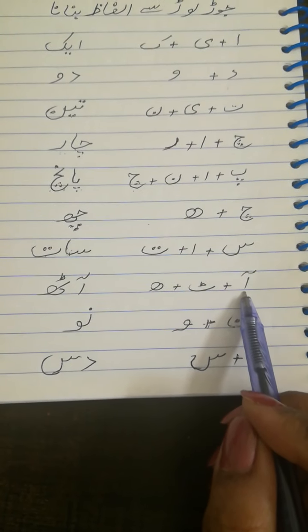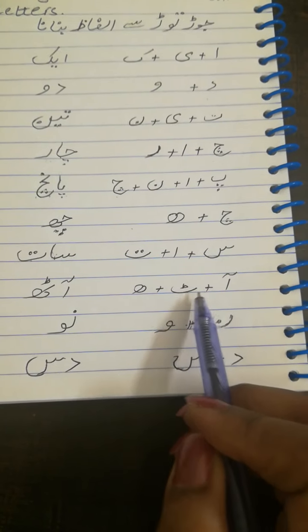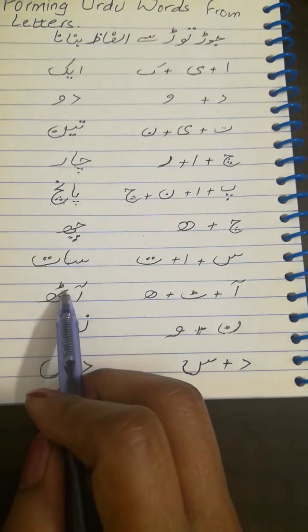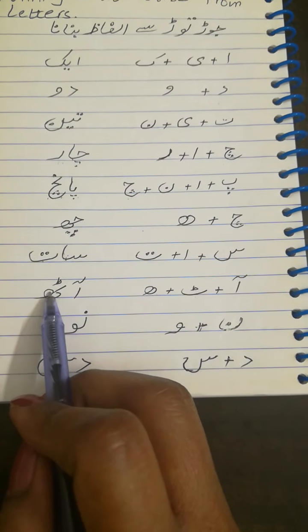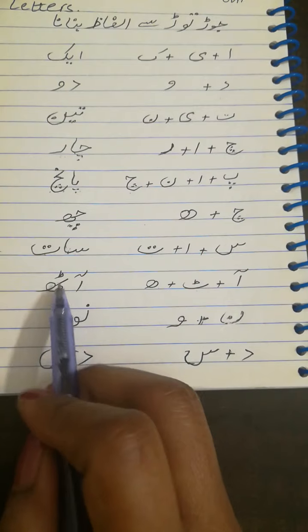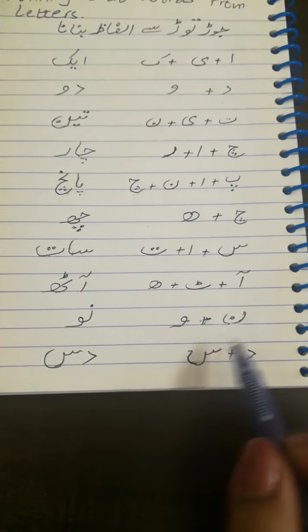Then we have alif madda. This is alif madda with this line on it. On alif we put this line, and it is alif madda te he. Till here it is te, and then we combine he with it. Aat. So that is 8.